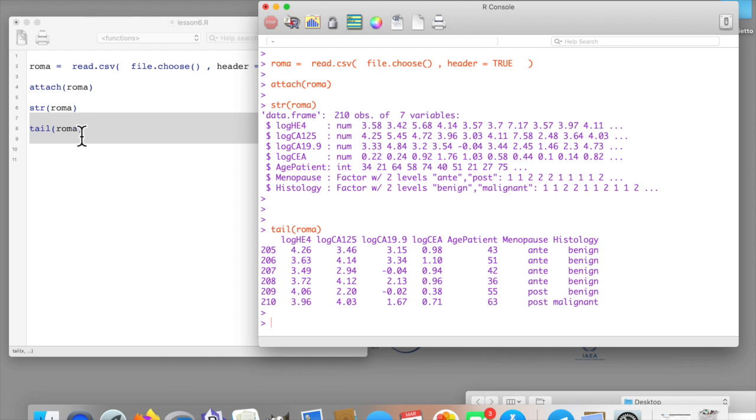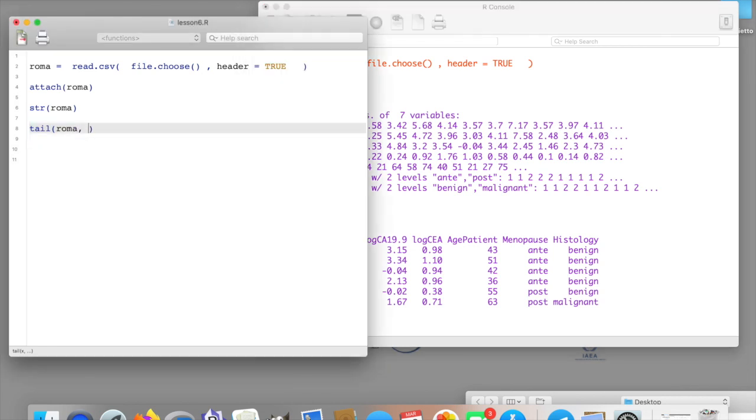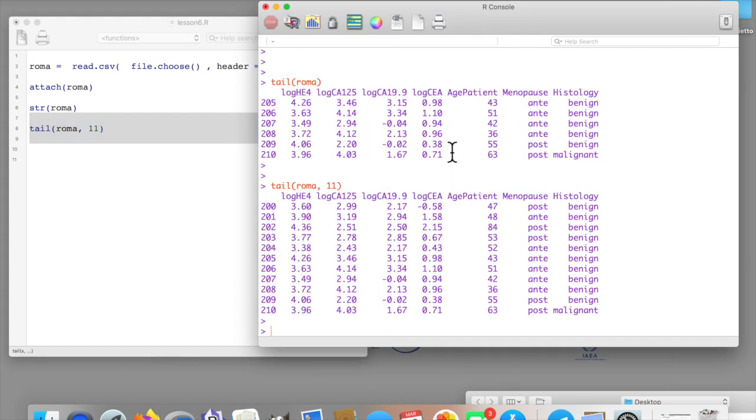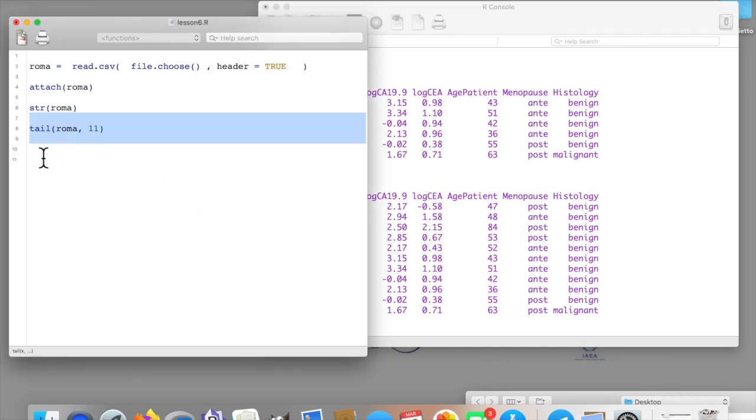If you want the last 11 rows, tail with 11. Okay, what would you prefer? Just to have an impression and an idea of the data set, like having an Excel spreadsheet of data.